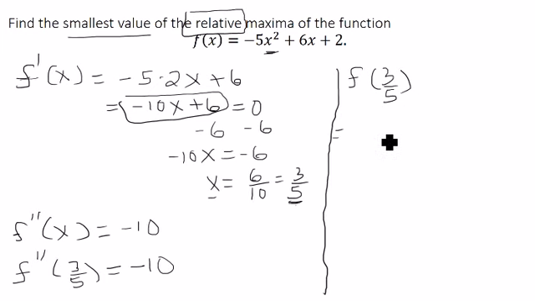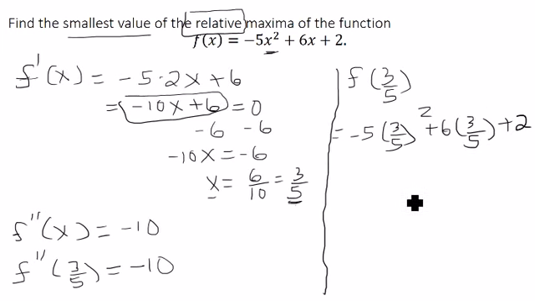And that's going to be -5 times 3/5 squared plus 6 times 3/5 plus 2. And we'll need a calculator to do this. And if you plug these numbers into the calculator, you'll get 3.8. So that's the answer in this case. Again, make sure you plug these numbers correctly into the calculator and get that answer.